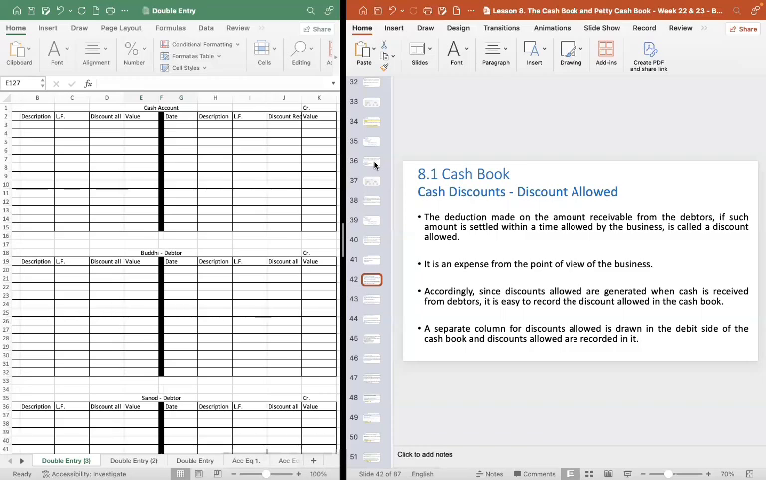So let's say the wholesaler has his cash book and he is collecting the cash. When we are receiving cash, cash is increasing. Increasing cash is an increasing asset. Once you are increasing an asset, you enter a debit entry. So on the debit side, you provide a separate column called discounts allowed, and you record the discounts allowed on that debit side or left hand side.